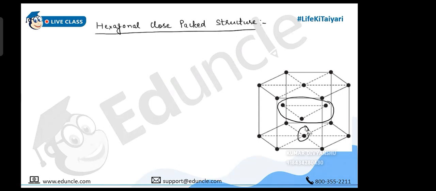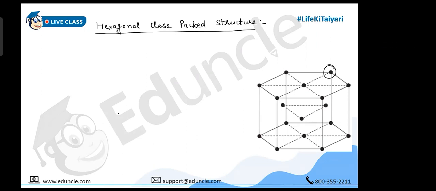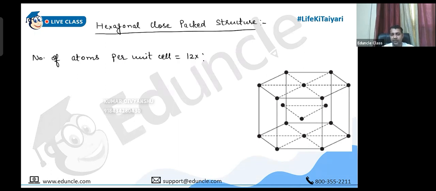Okay. And what about these ones? So there are 12 corner atoms, and the contribution is 1/6. And 2 central atoms, face centered, you can say, contribution is half, and 3 atoms within the middle of the cell, which totally belong to this one. So in total, there are 6 atoms belonging to this hexagon.